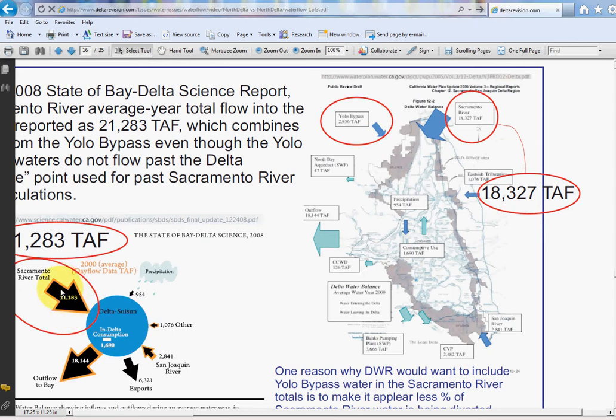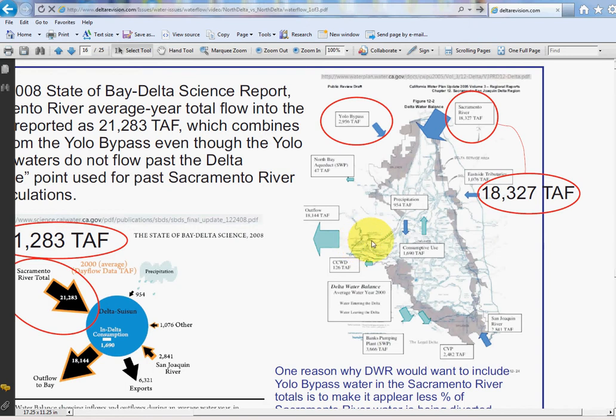Well, why do they want to represent that water that flows down this way is counted as flowing? So they're saying Yolo bypass goes up and down this way. It doesn't do that. Physically, Yolo bypass water comes down this way and only flows on the Sacramento River right in here.